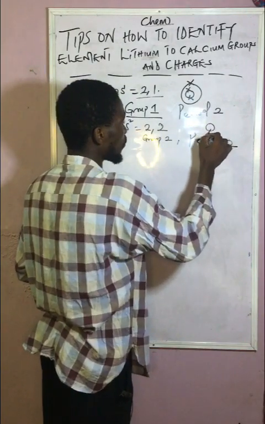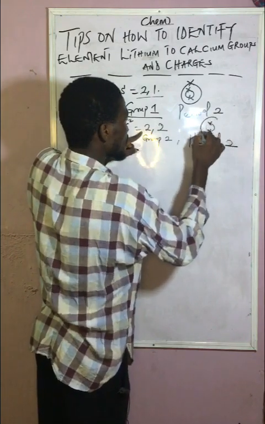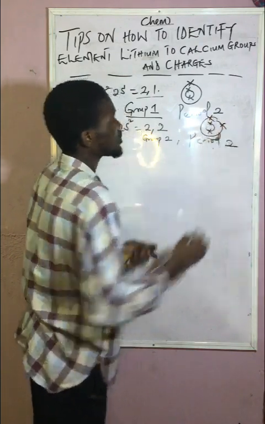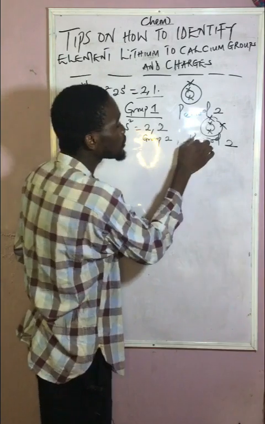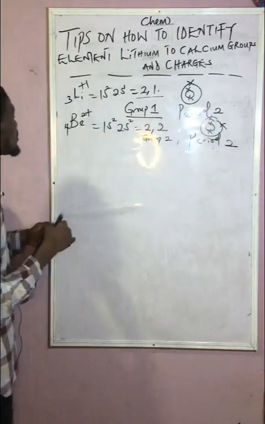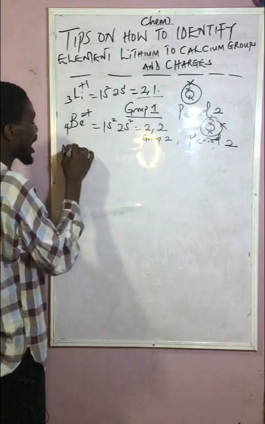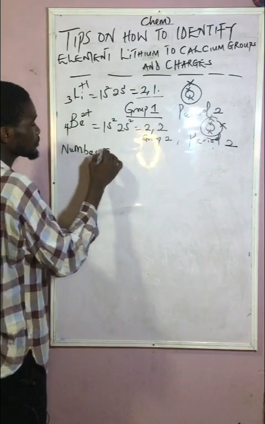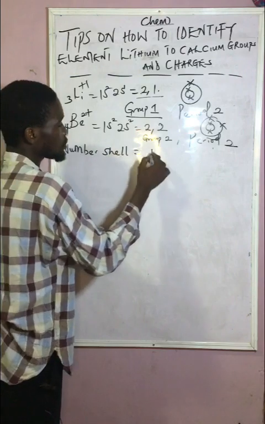So let's take a look at this in this format now. We have 1, 2. The other one is 1, 2. So guys, the number of shells here is 1, 2, which will give us the period. So let's quickly write it here: number of shells equals period.